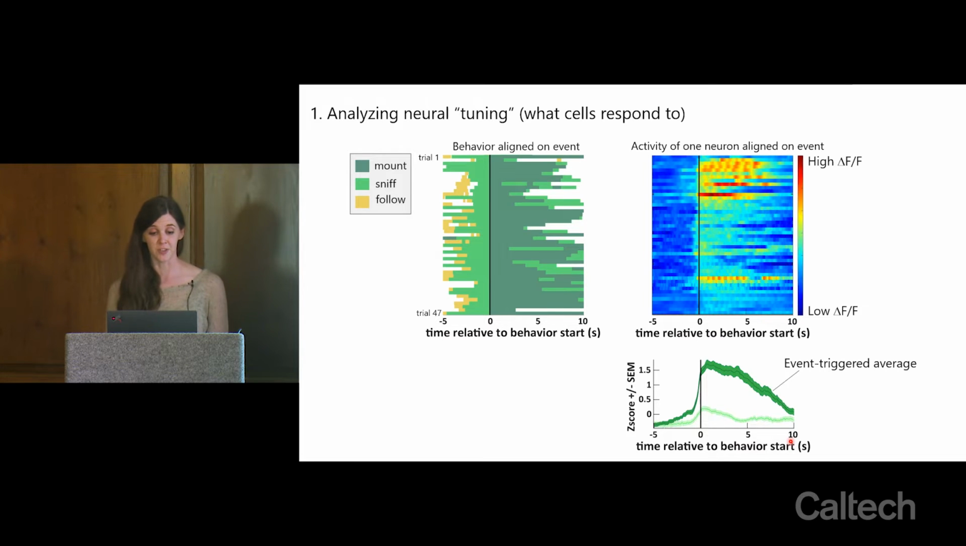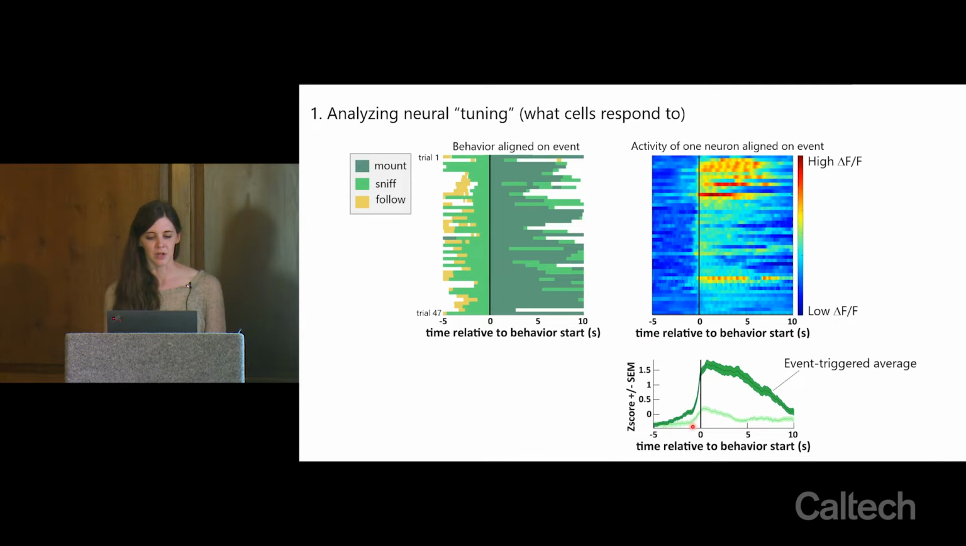You can do a significance test, comparing the activity before versus after the behavior onset, and see if there's a significant increase or decrease in delta F over F, or firing rate. The one caveat to think about here is that you might see an increase in activity, but it might not necessarily be for the reason you think it is.